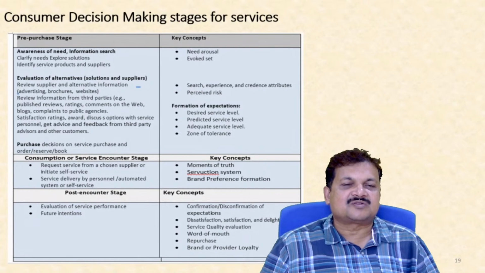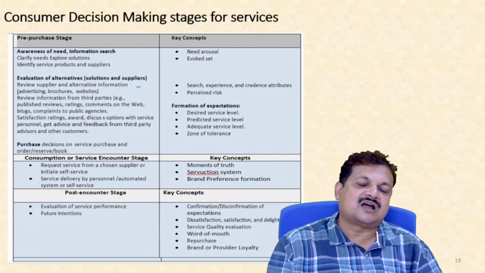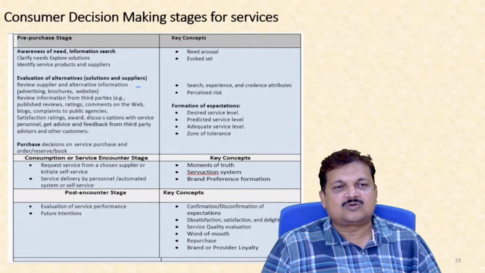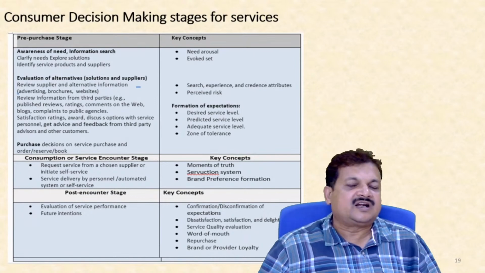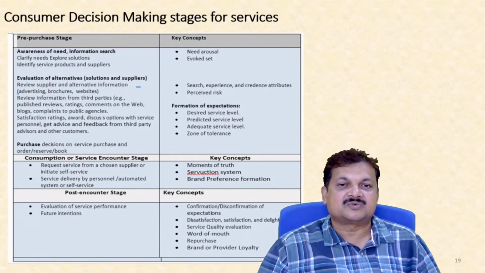Experience: whether the service provider is really providing the right kind of services or not. Credential attributes: how often you have seen these people provide the right solutions, verified through your friend circles or from the market. Perceived risk: the risk associated with that kind of services and how to recover from it, if any service problems occur in future. What kind of guarantees or warranties you are going to get from the service provider. That is mostly what happens in the case of perceived risk.